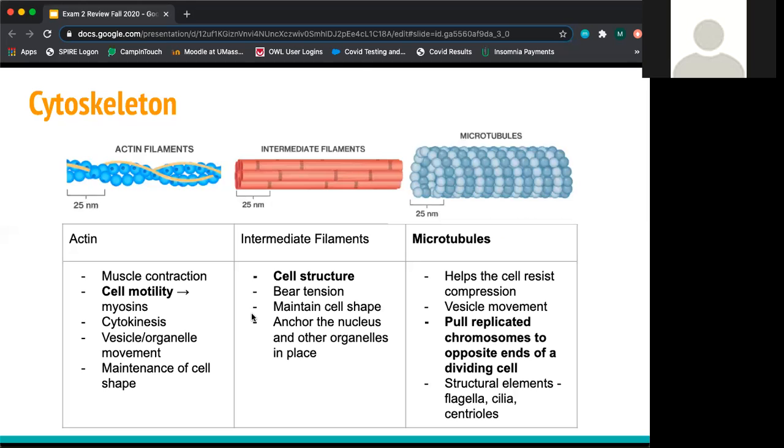And then the microtubules help the cell resist compression. They help movement of vesicles, and they pull the replicated chromosomes to opposite ends of the dividing cell, which, as we know, happens in metaphase. And they provide structural elements like the flagella, the cilia, and the centrioles.